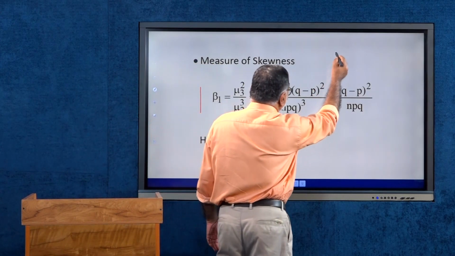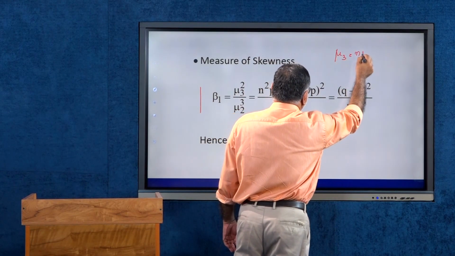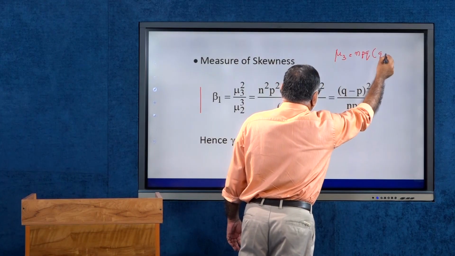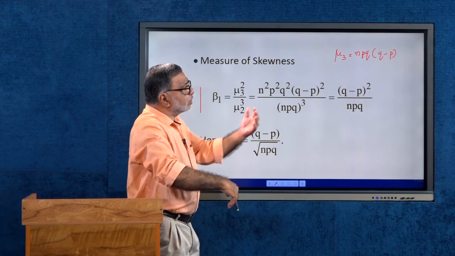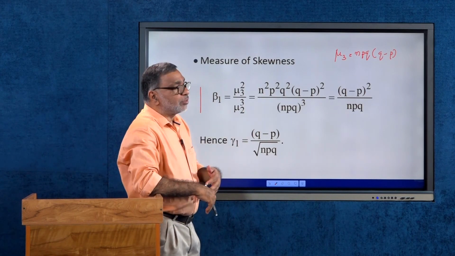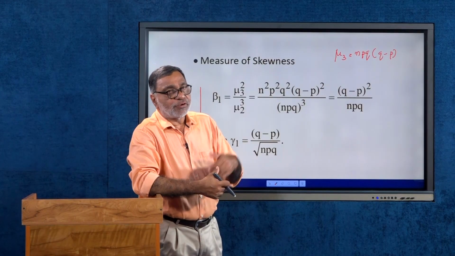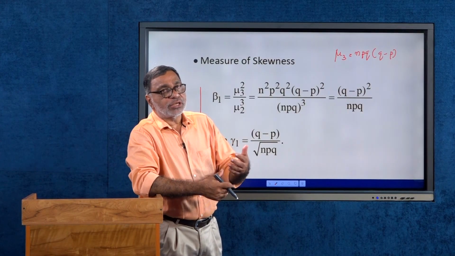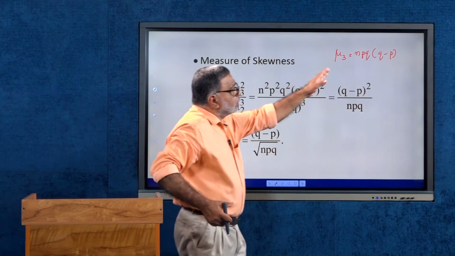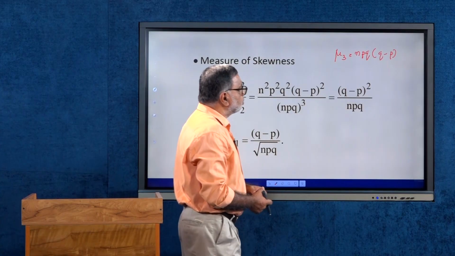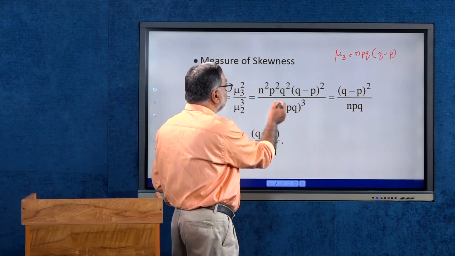We have already calculated the value of mu 3. We have the value of mu 3 for the binomial distribution as npq times q minus p. This we obtained using the recurrence relation. We can establish mu 3 is equal to npq times q minus p, or using the original definition of mu 3 by finding the arbitrary moments mu 1 dash, mu 2 dash, mu 3 dash, we can calculate mu 3. Okay, so mu 3 is equal to npq times q minus p.